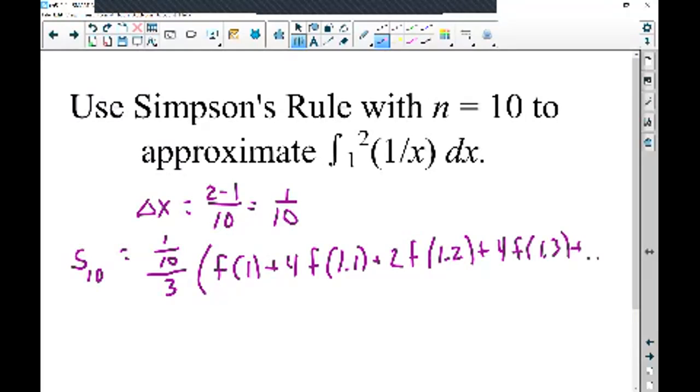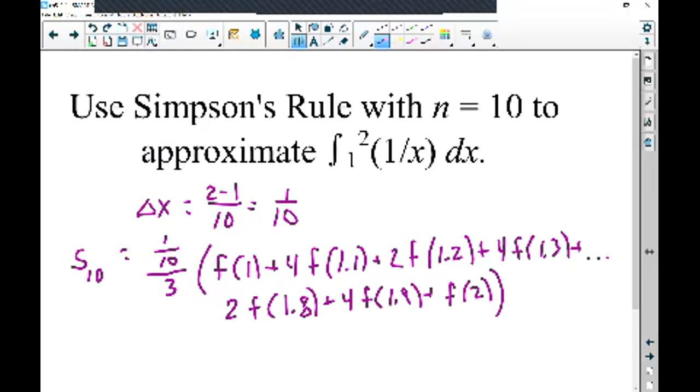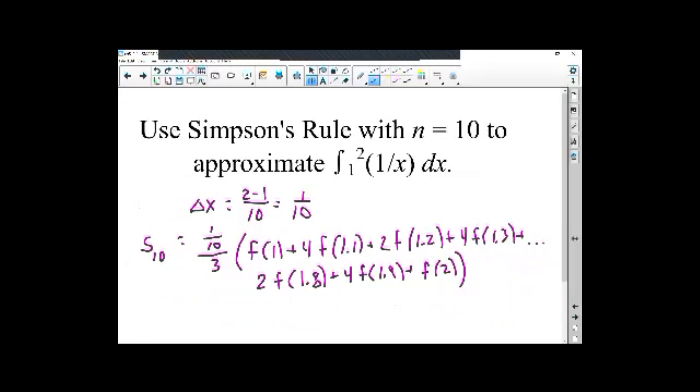And I'm going to quit writing those for a while. It would end at 2 times f of 1.8 plus 4 times f at 1.9 plus f of 2. Again, I would probably use the lists on my calculator.